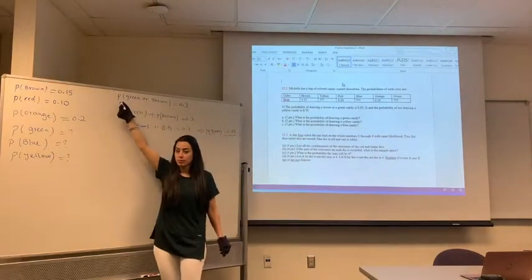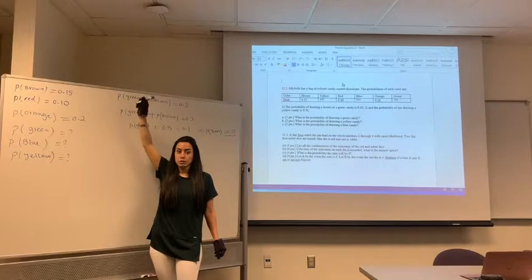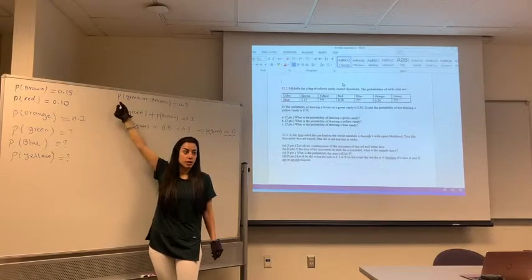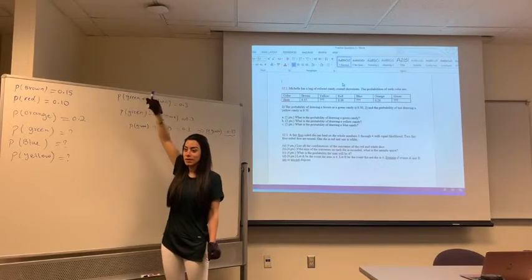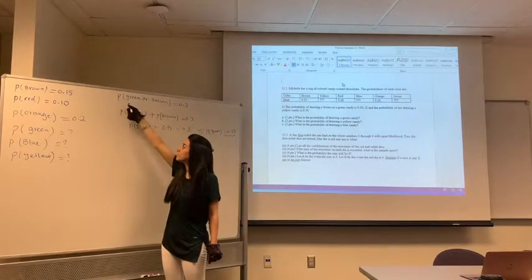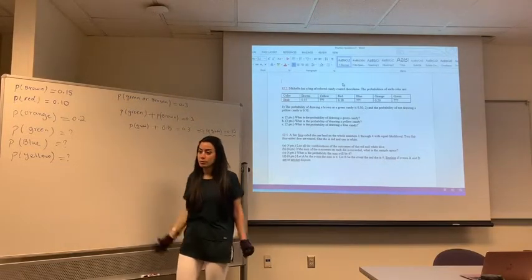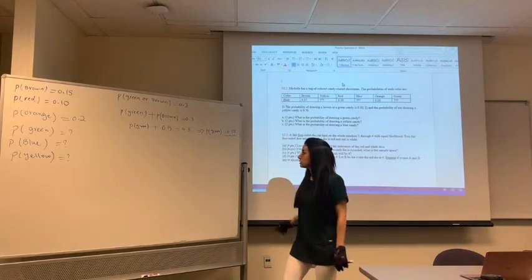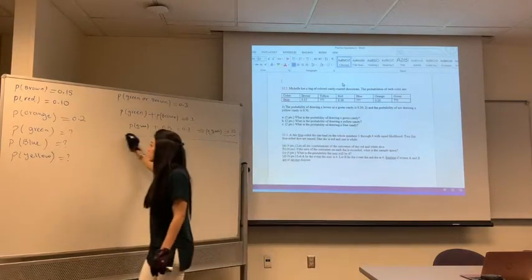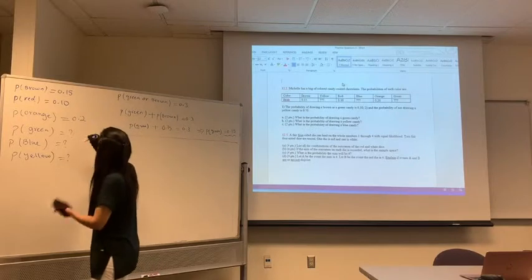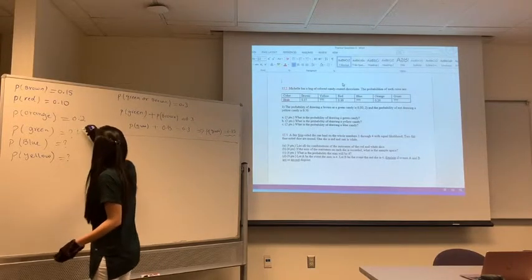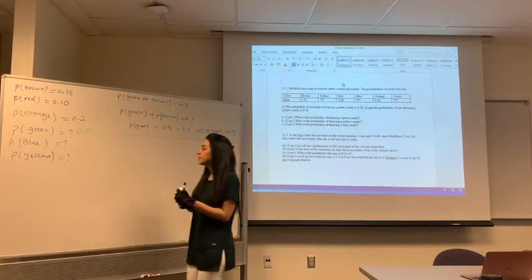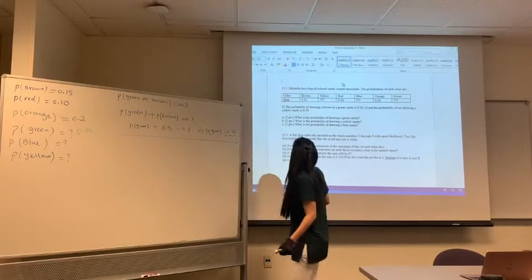Correct? So this is one of the probability rules. We said if these two events are disjoint, we can write down the probability of this one plus the probability of another one. Right? So now we have the probability of green to be 0.15. Correct?